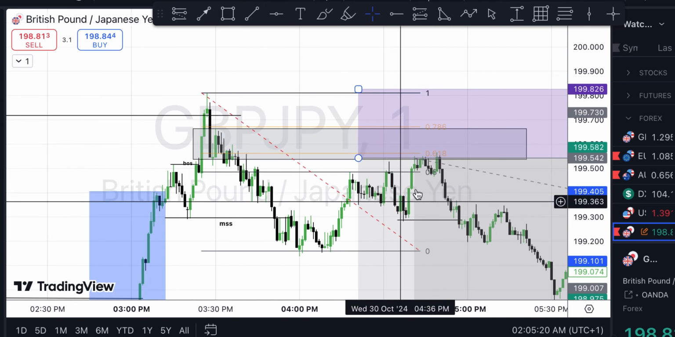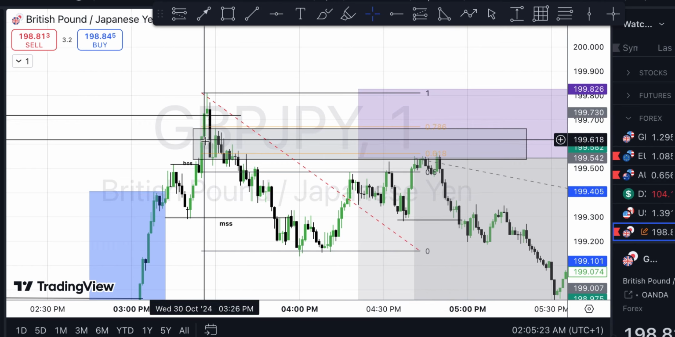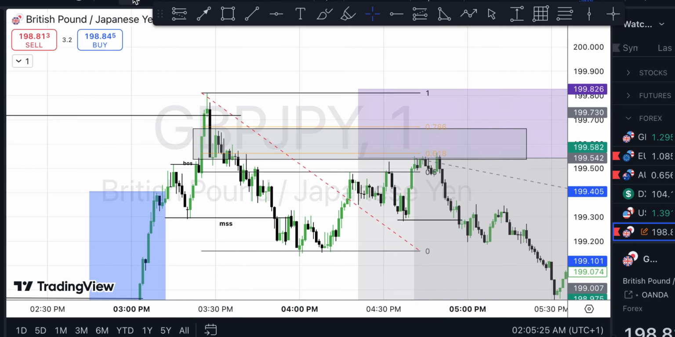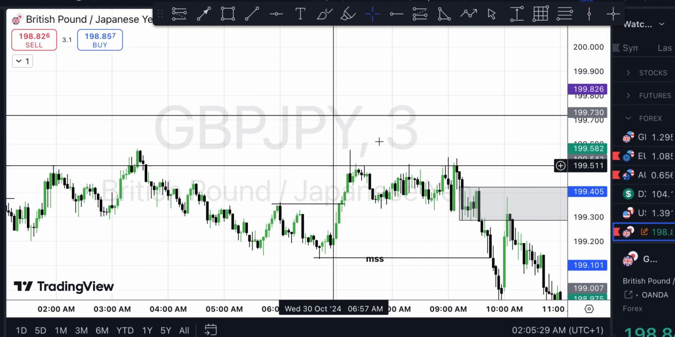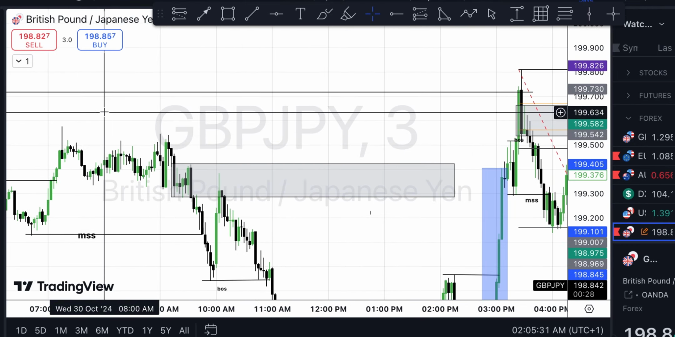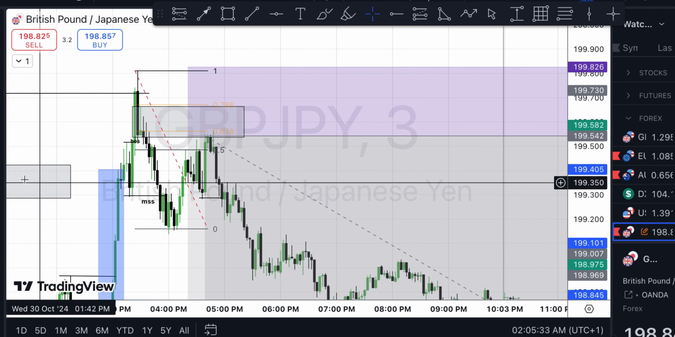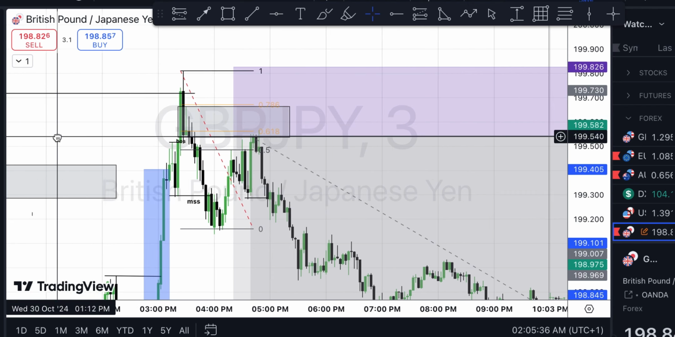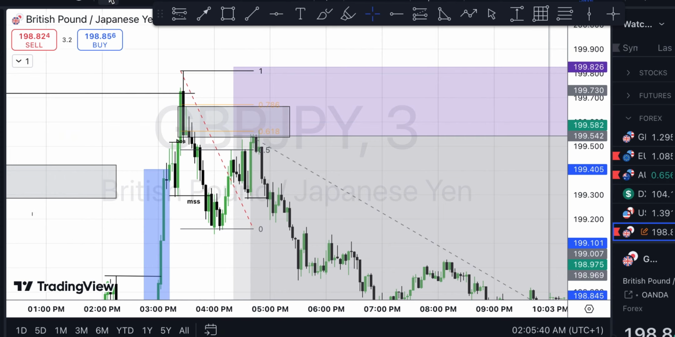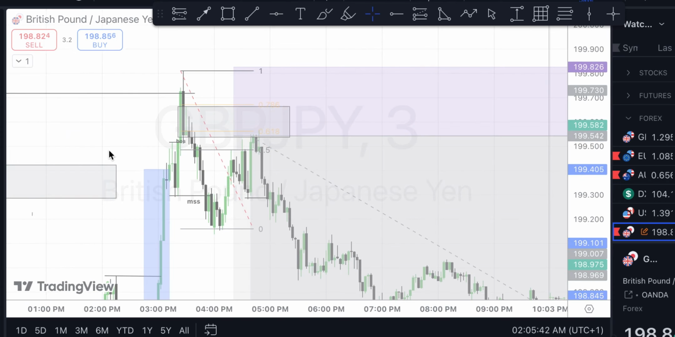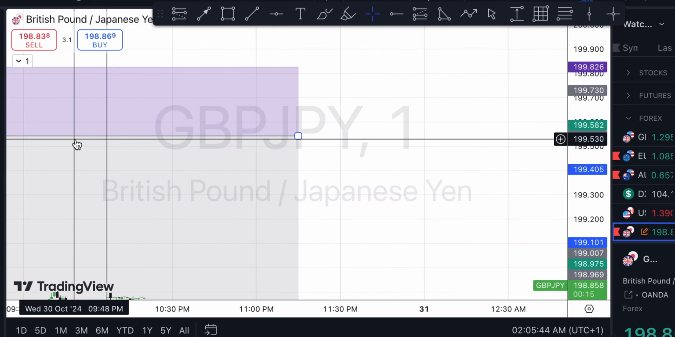So you can see. I waited for price to retrace back to at least 50%, and then this was my order block here. Let me switch to 3 minutes so you can see the order block clearly. Okay, you can see that my order block is there.